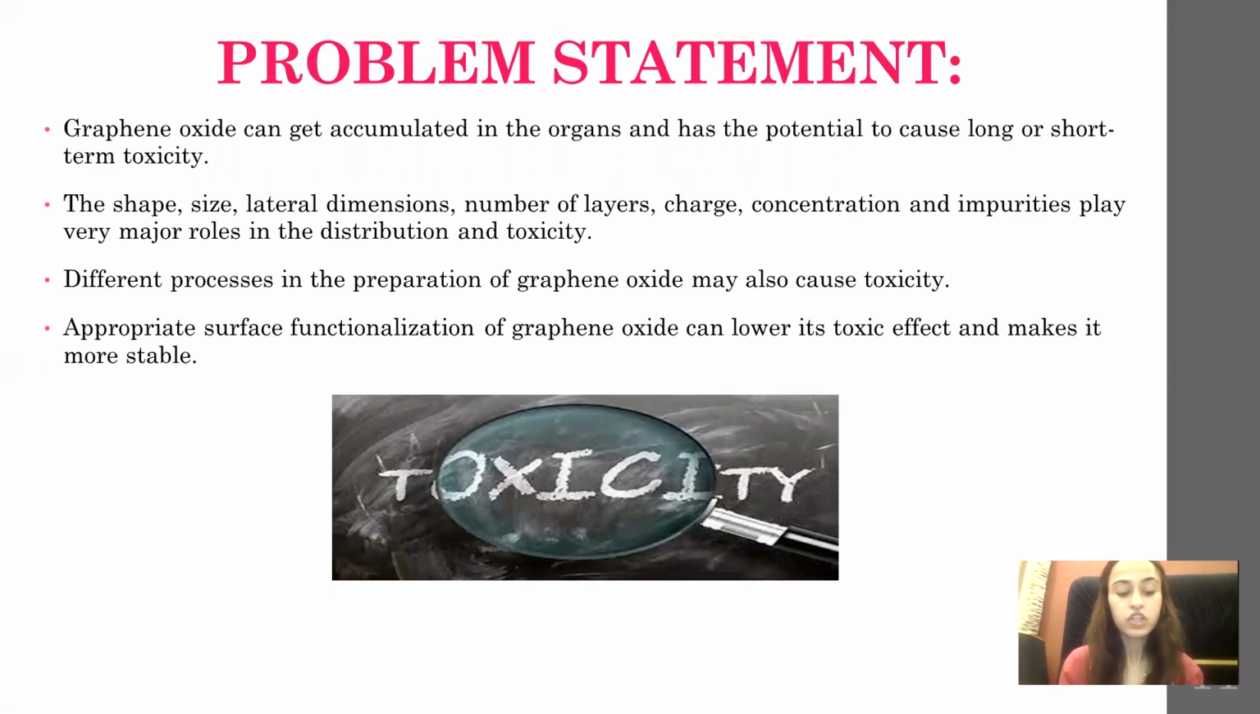Due to this, the overall effect can be changed if we change the size or shape of graphene. Different processes in the preparation of graphene oxide may also cause toxicity. However, appropriate surface functionalization of graphene oxide can lower its toxic effect and make it more stable.